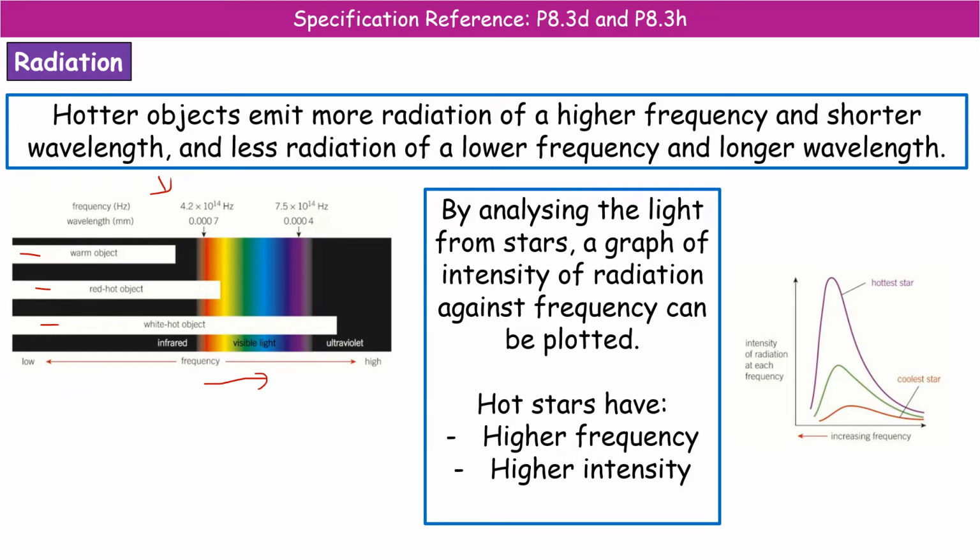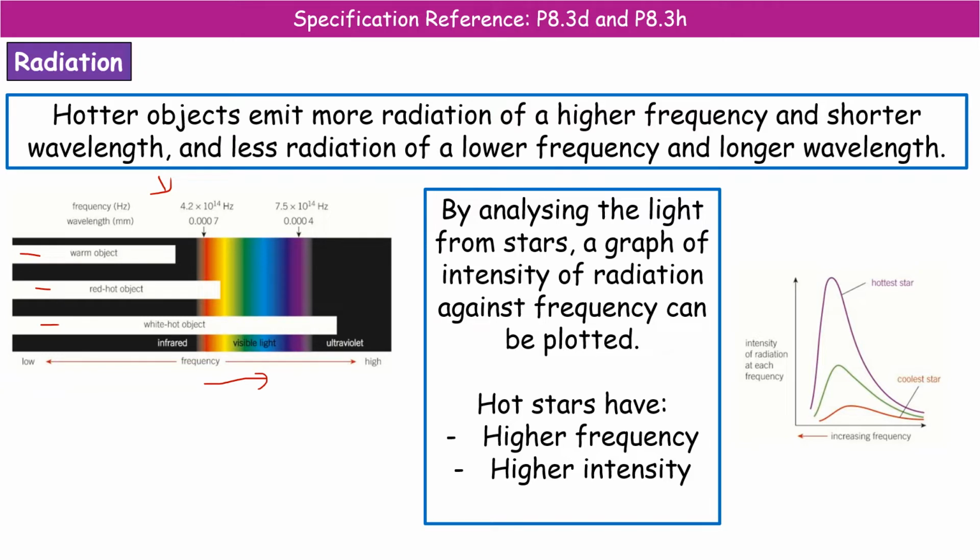If we have a look, the white hot object, the one we said was the hottest of these, that bar is extending right the way towards the ultraviolet range, which tells us that we've got higher frequency radiation. If you only look at the warm object on that top bar there, you can see that that's actually got a much lower frequency.